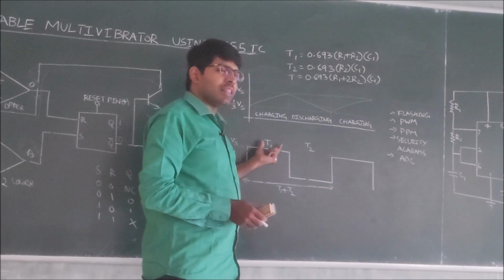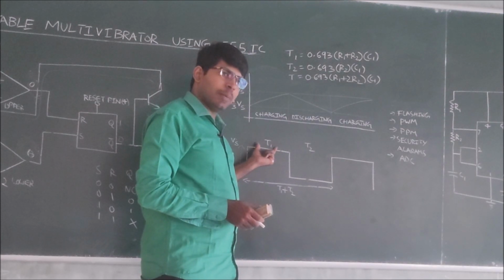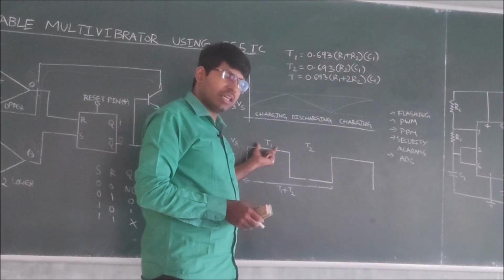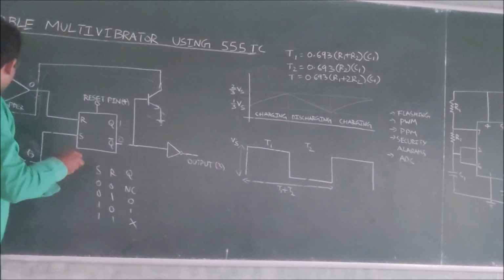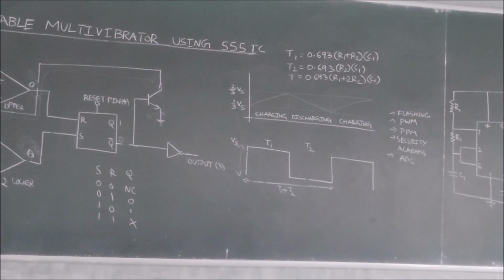So this time the capacitor is charging because of the two resistors R1 and R2. You see here, this is R1 and this is R2.